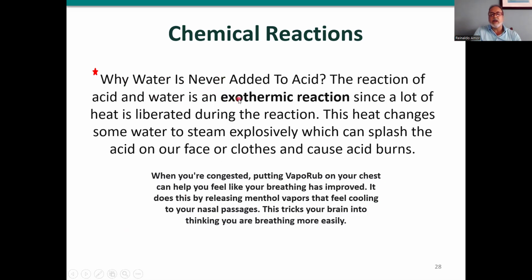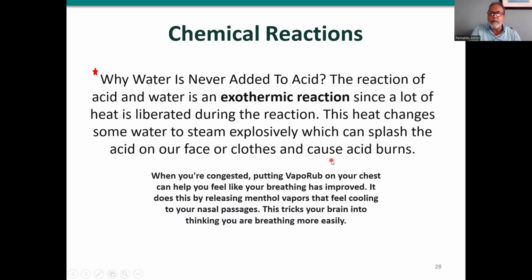Now here's a question in chemistry: why is water never added to an acid? Never add water to an acid. Add acid to water, but not water to an acid. If you did that, an exothermic reaction can occur, heat can be liberated, and there can be an explosion. Actually, that happened in our medical school. I was thinking back about the medical school that I went to, and there was an accident, an explosion in the lab. So it must have been something similar to this. Add acid to water, but not water to acid.